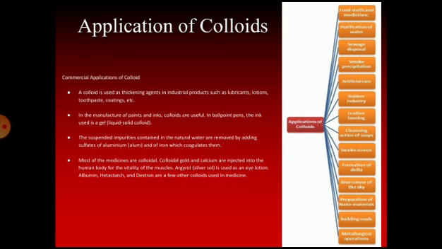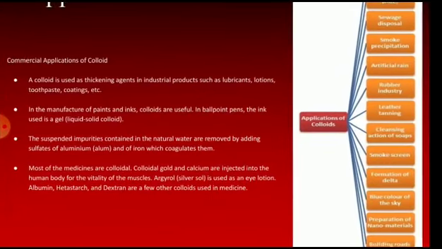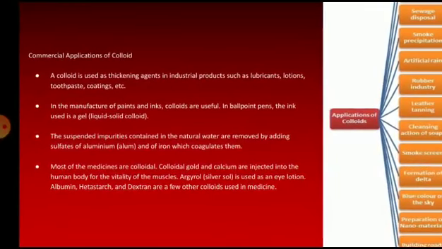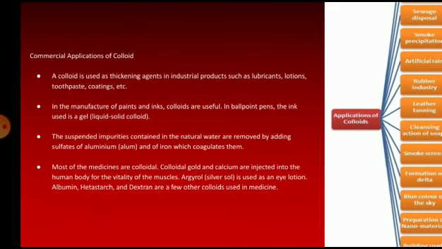Next one, the applications of colloids. The colloid is used as a thickening agent in industrial products such as lubricants, lotion, toothpaste and coating. So we can use the colloids in a paste for coating or in an industrial product such as lubricants or lotion. Second one, in the manufacture of paints and inks. So it is also used in the paints and inks. Colloids are useful. In ballpoint pens, the ink used is gel, that is a liquid solid colloid.